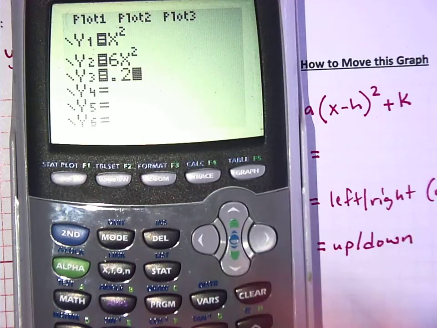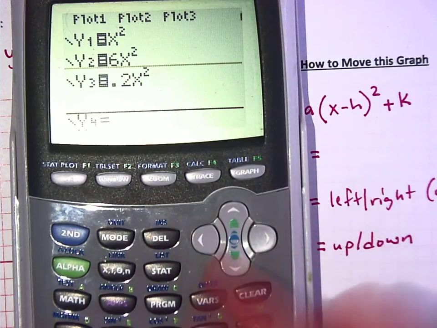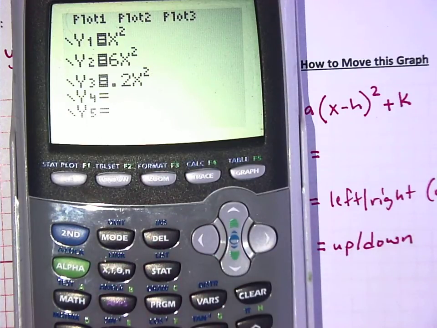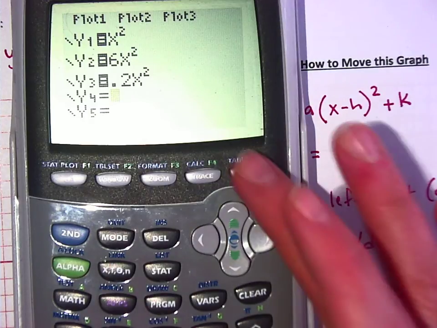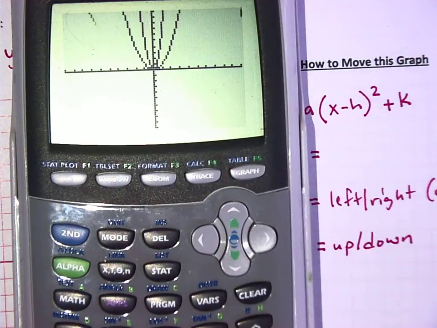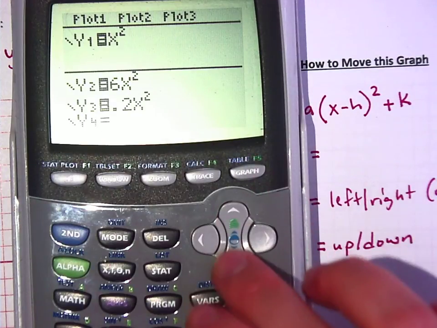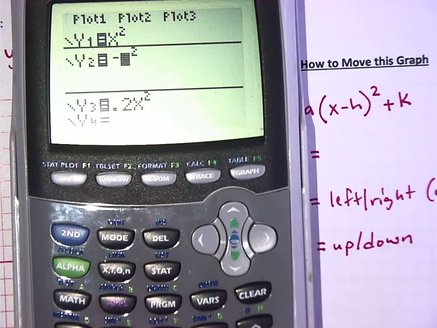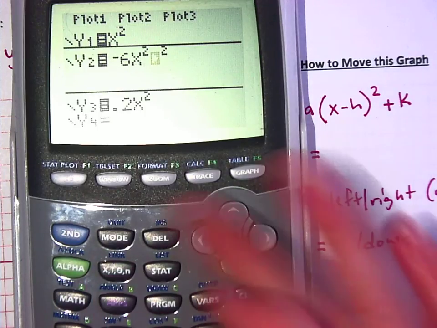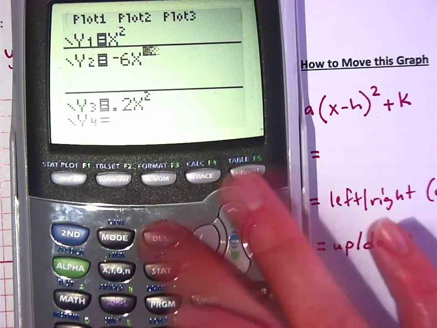Next, I want you to put 0.2x squared on the third one. What did 0.2 do? Made it wide. What do you think it's going to do if I change the second one to a negative 6x squared? It's going to flip it upside down.